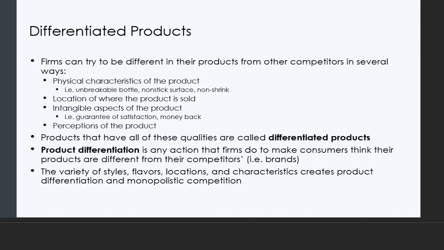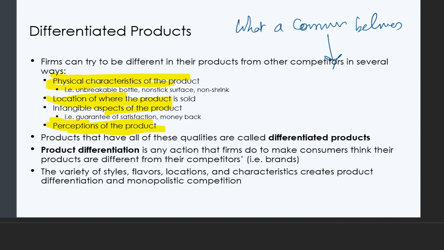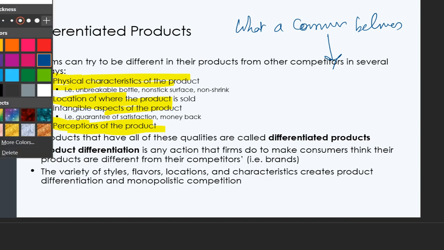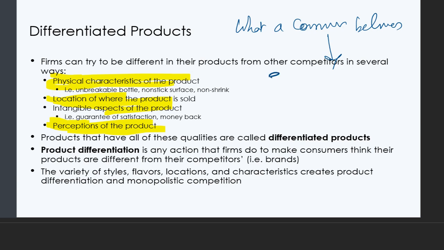So we can think about physical characteristics, for example locational differences, intangible aspects, and perceptions of the product. So perception is what you think about a product, what a consumer believes, because on that belief he is going to buy it. So his entire buying pattern is dependent on this. Okay. So this is very, very important over here. Let me make it a little bit thicker. Yeah.